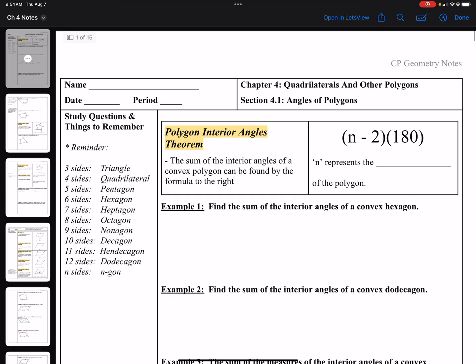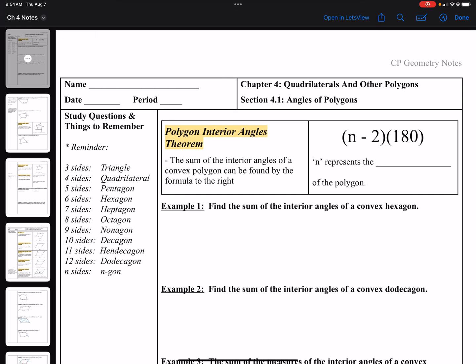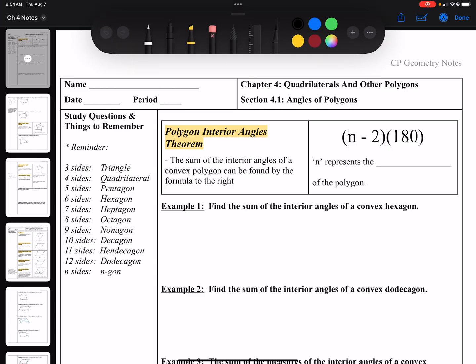Our first theorem is the polygon interior angles theorem that states that the sum of the interior angles of a convex polygon can be found by the formula n minus 2 times 180. What the heck does that mean? n represents the number of sides of the polygon.